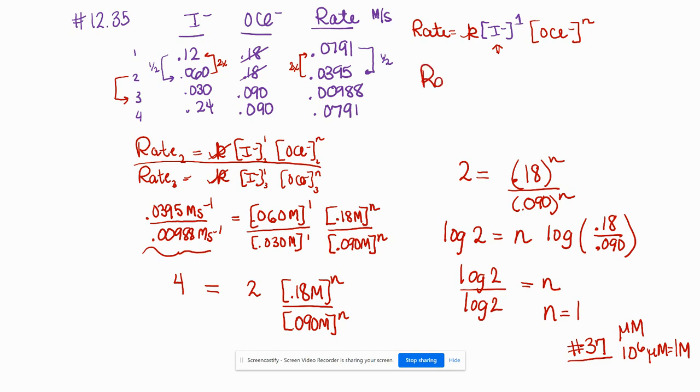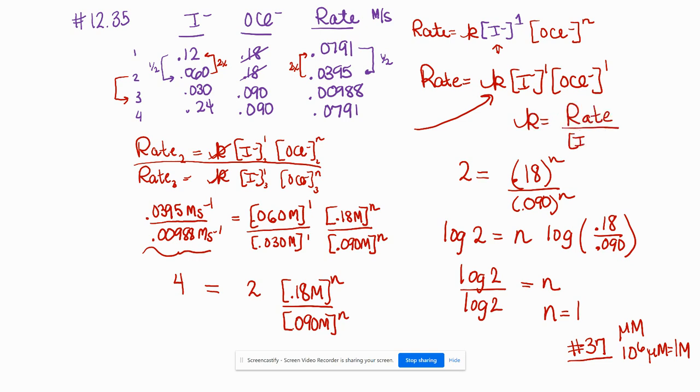So overall here, to wrap up, rate equals K, I minus to the first order, OCl minus to the first order. Now you can go ahead and solve for K like we practiced. K will equal rate over those. And then now you can solve for that. I won't go through that, but you can now take that over. You can pick any run that you want.